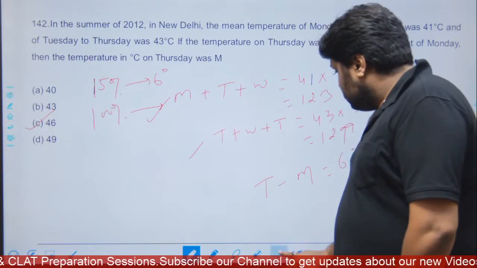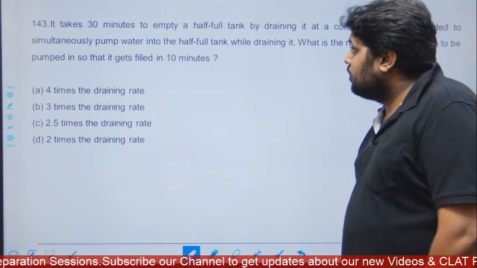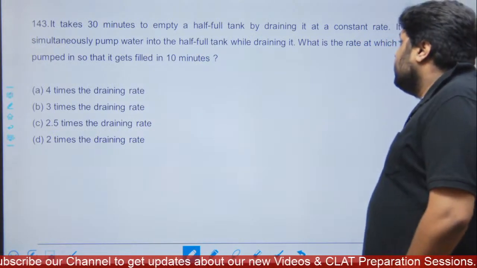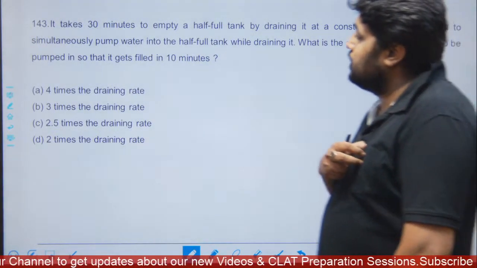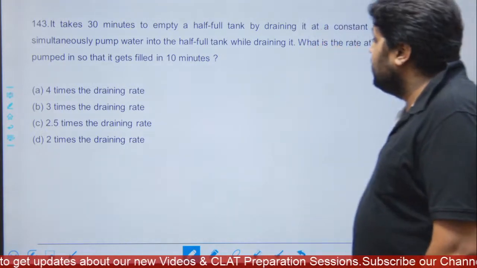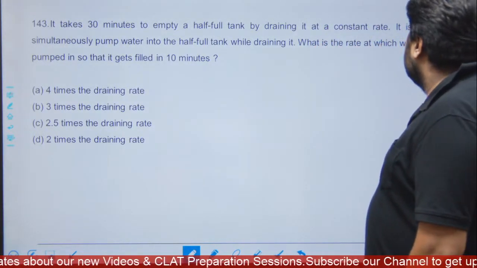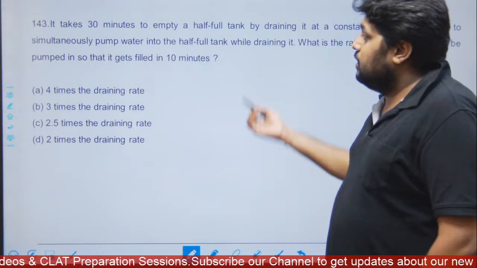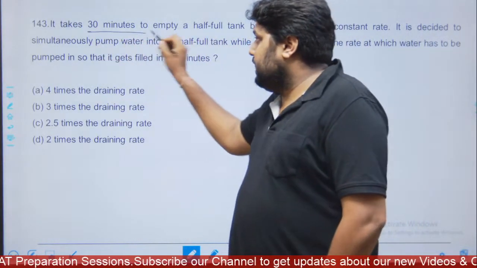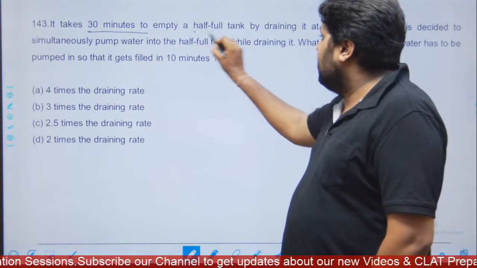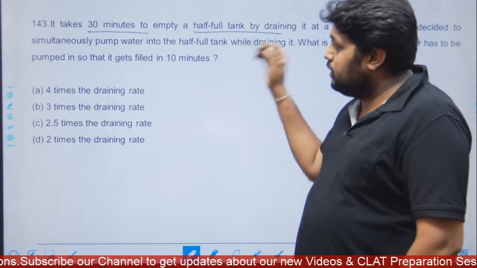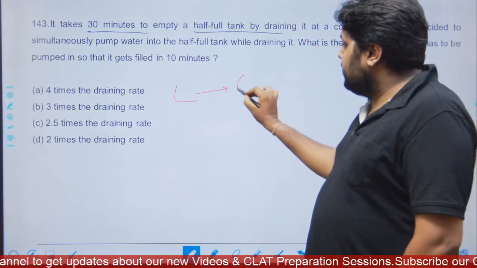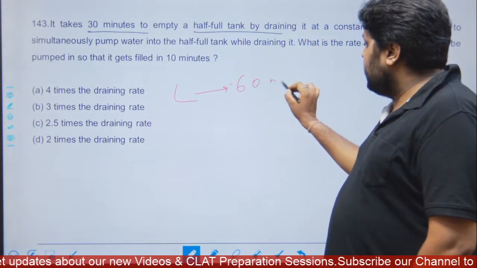Next one. It takes 30 minutes to empty a half full tank by draining it at a constant rate. It is decided to simultaneously pump water into the half full tank while draining it. What is the rate at which water has to be pumped in so that it gets filled in 10 minutes? So guys, the leak takes 30 minutes to empty a half full tank. It means the whole tank can be emptied in 60 minutes.